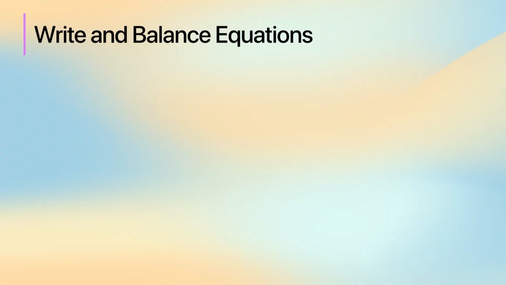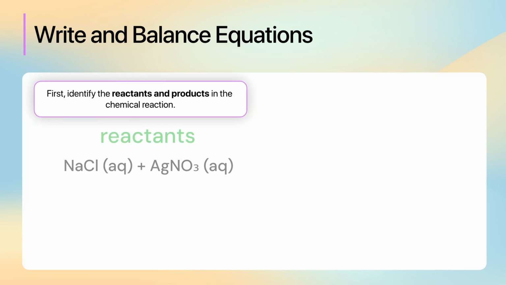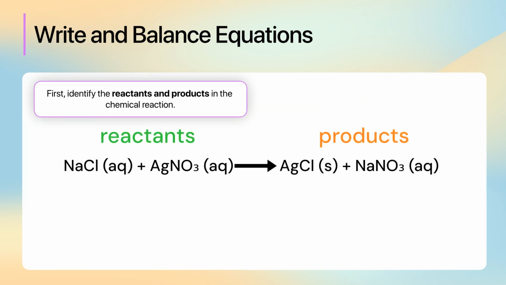To write an ionic equation, start by identifying the reactants and products in the chemical reaction. Let's use a simple example, a reaction between sodium chloride and silver nitrate in an aqueous solution. This reaction produces solid silver chloride and sodium nitrate in solution.